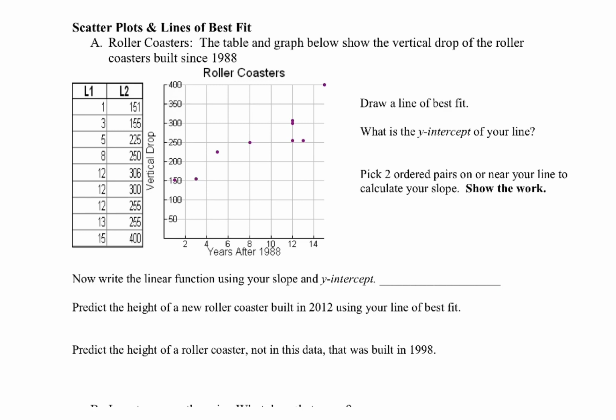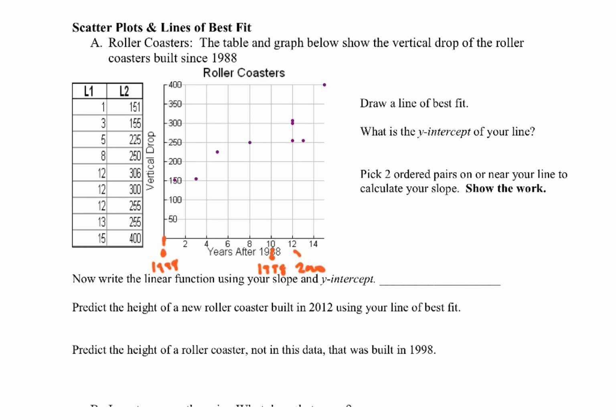Okay. So roller coasters. The table and graph below show the vertical drop of the roller coasters built since 1988. Okay, and we see this a lot. Notice that the 0 here actually is representative of 1988. So if we went to 10, that would be 1998. Okay, 12 is 2000, and so on. A lot of times when we have years, we do this instead of actually writing the year.